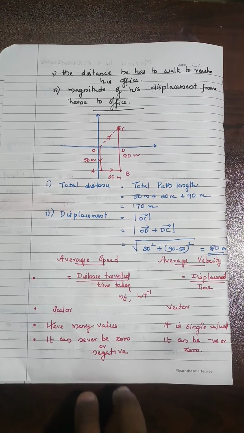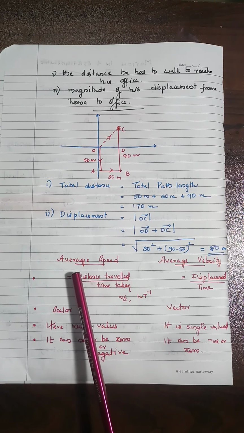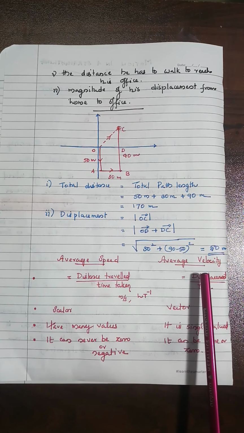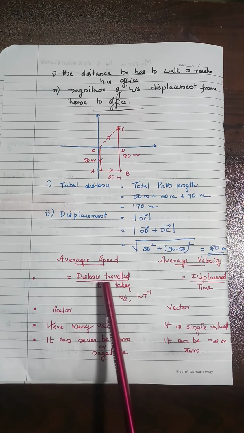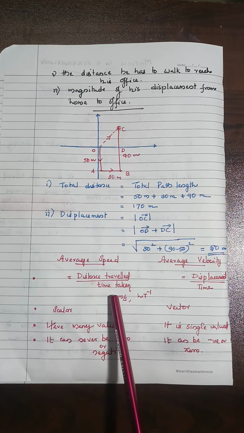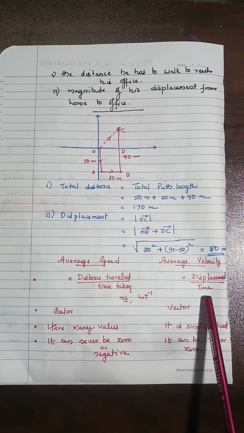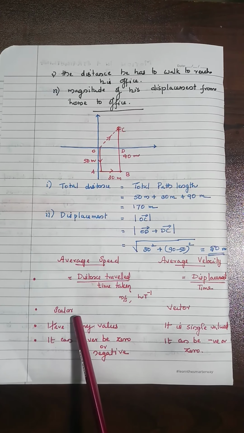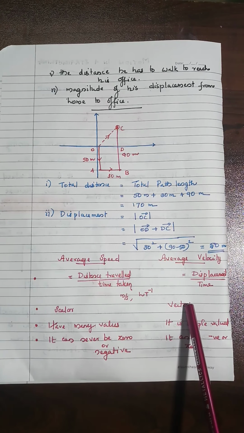Then we have to look into the differences between the average speed and average velocity. Keep in mind, the average speed is the total distance travelled divided by the time interval. The average velocity is nothing but the total displacement divided by the time interval. Like distance, average speed is a scalar. Like displacement, the average velocity is a vector quantity.